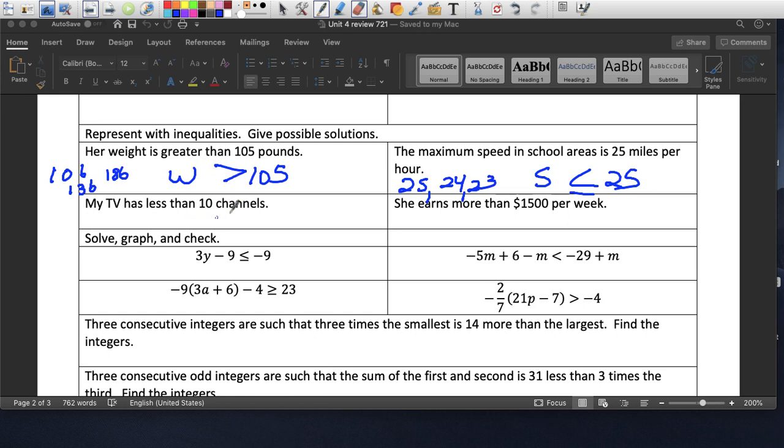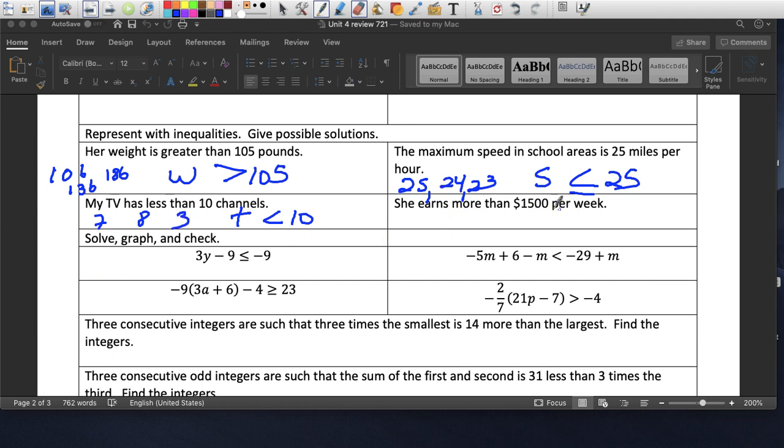My TV has less than 10 channels. That is a fact. So T for TV, less than 10. It has 8, sometimes it has 7 channels, depending on the weather. It can have 3 channels.